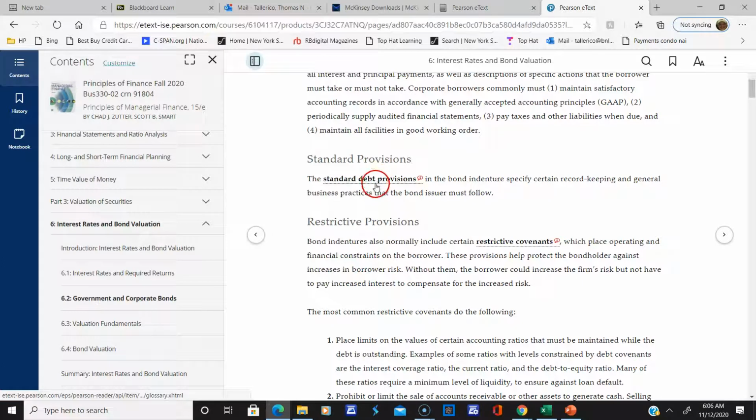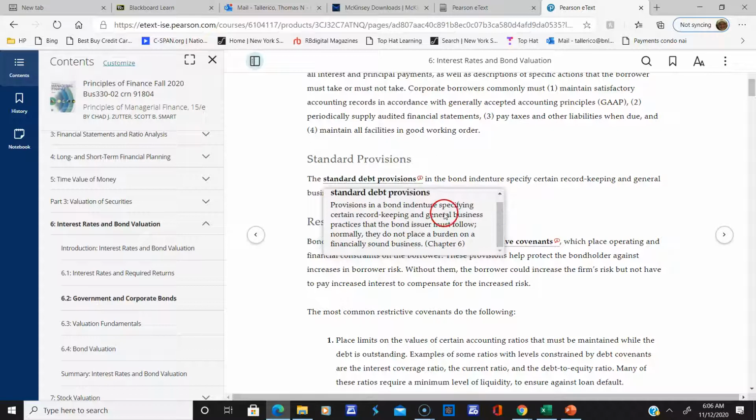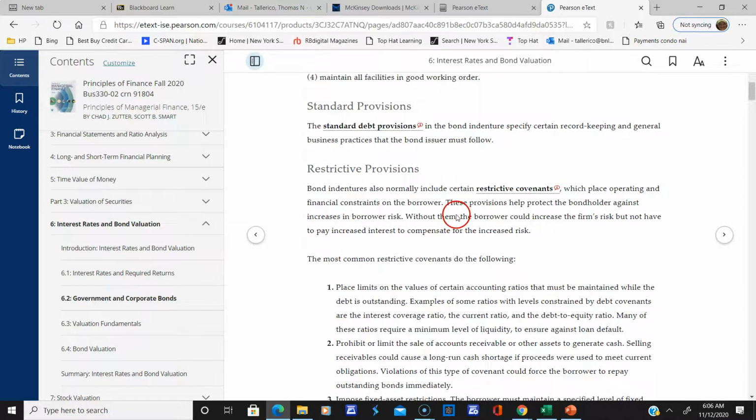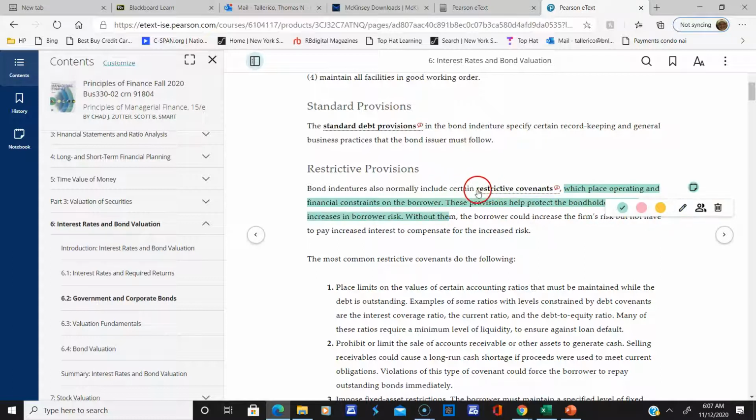So standard debt provisions in the indenture basically specify what? Provisions in a bond indenture specify certain record-keeping and general business practices that the bond issuer must follow. Normally, they do not place a burden on a financially sound business. All right, so there are certain restrictive covenants which place operating and financial constraints on the borrower. It may say they can't issue any more stock until the bond matures. There's a lot of rules that are issued.